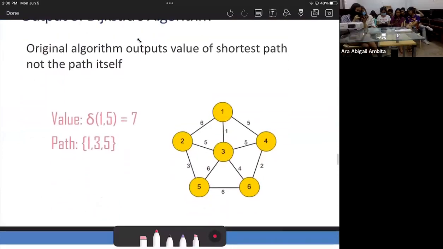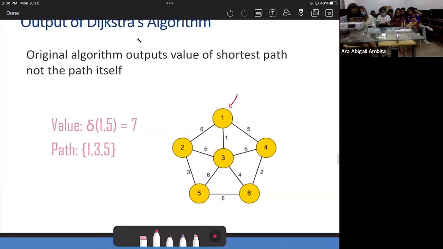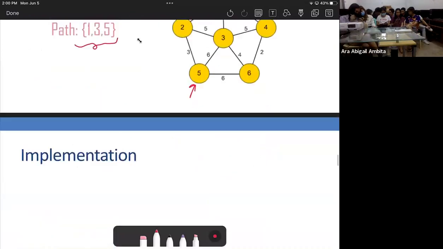So okay, let's look at this. For example, the problem is starting from this vertex to this vertex, what is the shortest path going here? That is the question. So what it will give is the actual path. Okay, which is 1, 3, and then 5. So okay, let's look.